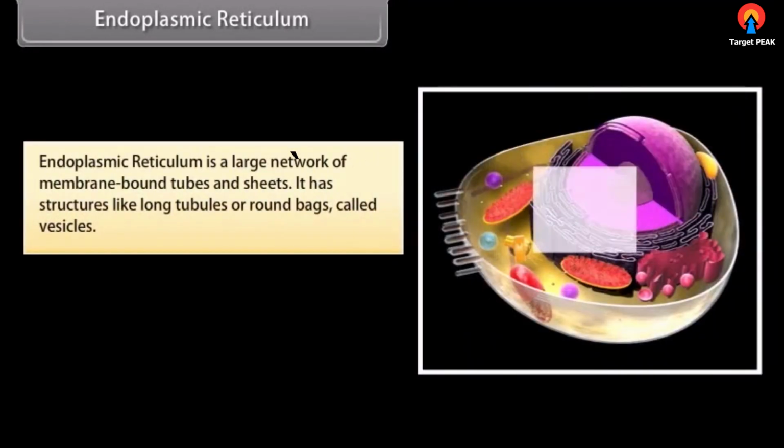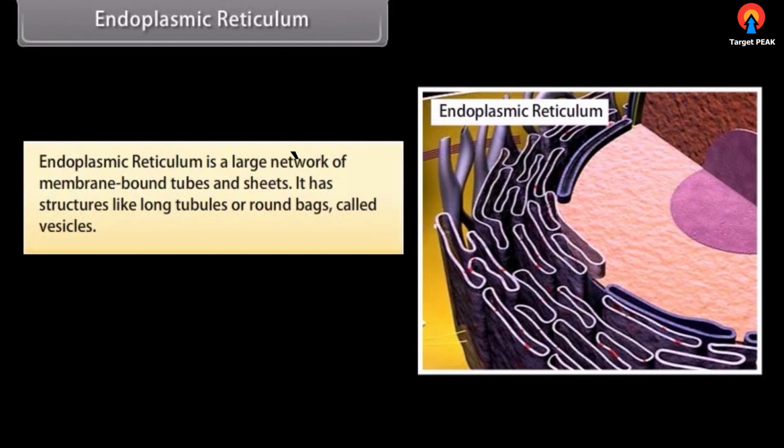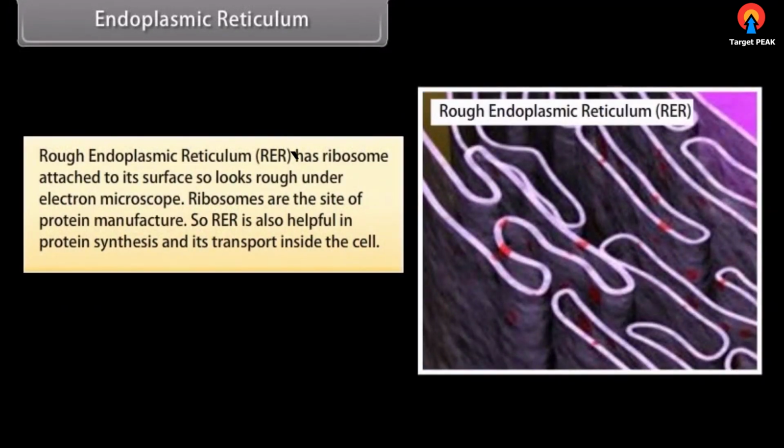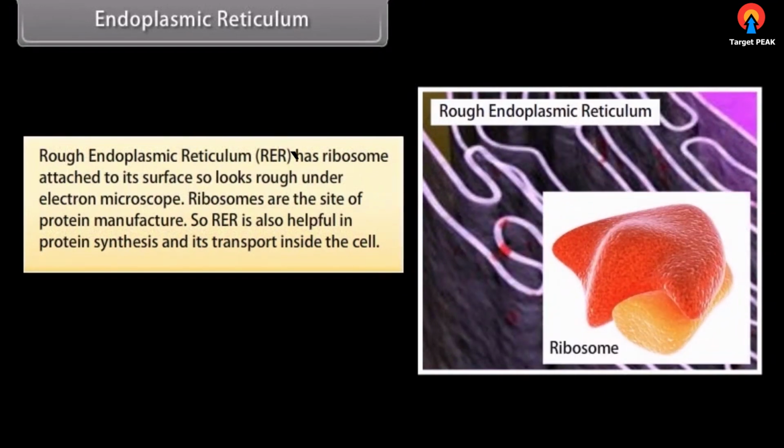Endoplasmic reticulum. Endoplasmic reticulum is a large network of membrane-bound tubes and sheets. It has structures like long tubules or round bags called vesicles. On the basis of presence of ribosome, they are of two types: rough endoplasmic reticulum, RER, and smooth endoplasmic reticulum, SER. Rough endoplasmic reticulum, RER, has ribosome attached to its surface, so it looks rough under electron microscope.